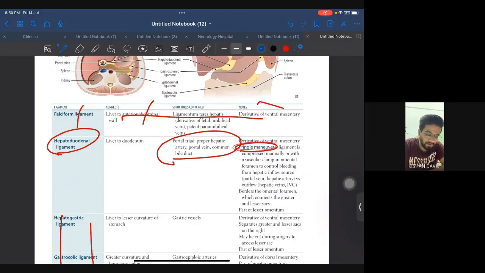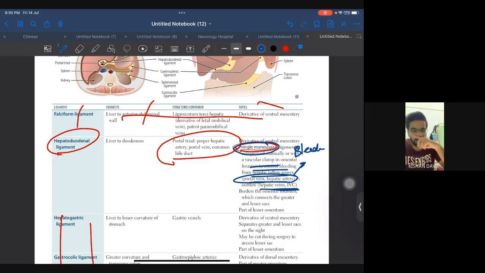They will give you the Pringle maneuver in the question, and they will explain what is happening with it. Okay, they will say the surgeon inserted two fingers to stop the bleeding. Now, they will ask which artery bleeding will be stopped. That is bleeding from the hepatic artery will be stopped. Okay, the foramen of Winslow, to control bleeding from the hepatic inflow source, portal vein, hepatic artery. Okay, so hepatic artery से bleeding रुक जाएगी, but the bleeding won't stop from the IVC or hepatic vein.